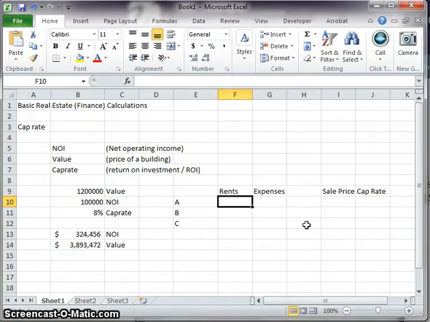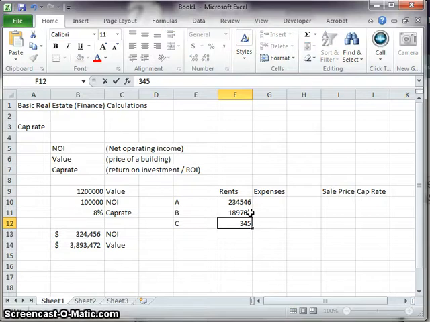And what we want to do is we want to calculate our cap rate. And if we have rents in this building of $234,546, and rents in building B are $187,900. Oops, I don't know why I've got a percent there. Let's go ahead and just drag this down so I don't end up with some of those crazy things. Let's say we have $189,765 for our rents there, and we have rents of $345,236 on building C.